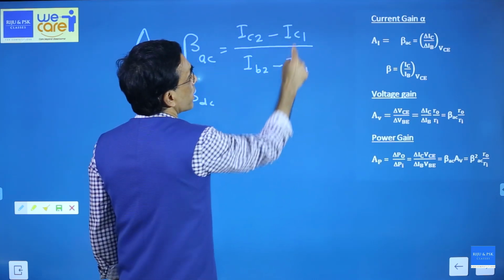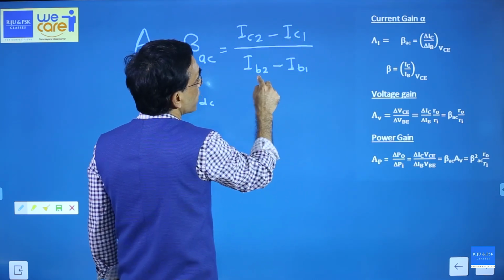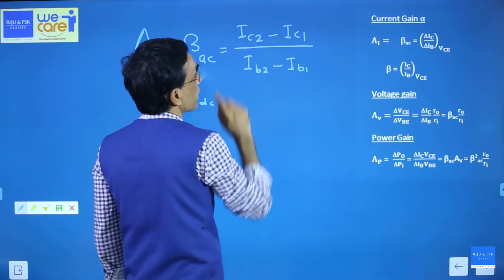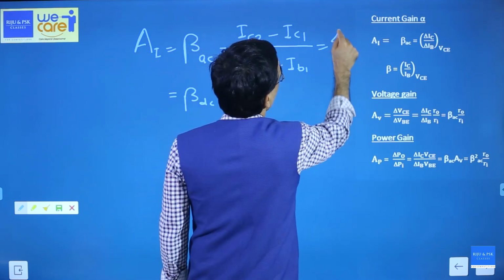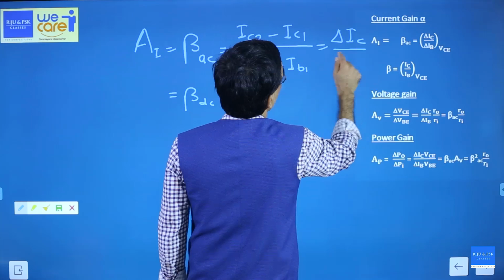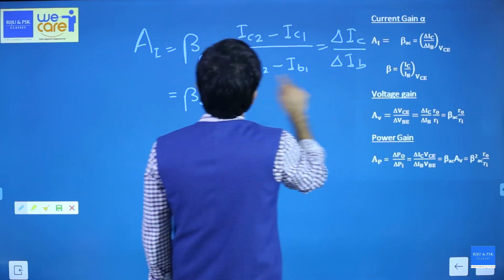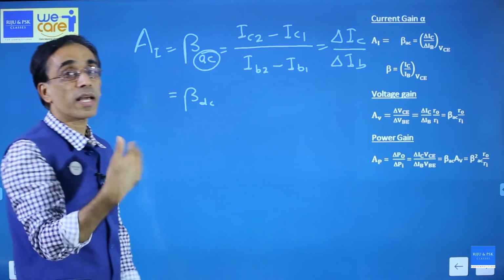For first base current, first collector value, second base current, second collector value. This is what we write as delta, change in the collector current by the change in the base current. That's why we call it AC. AC stands for dynamic change.